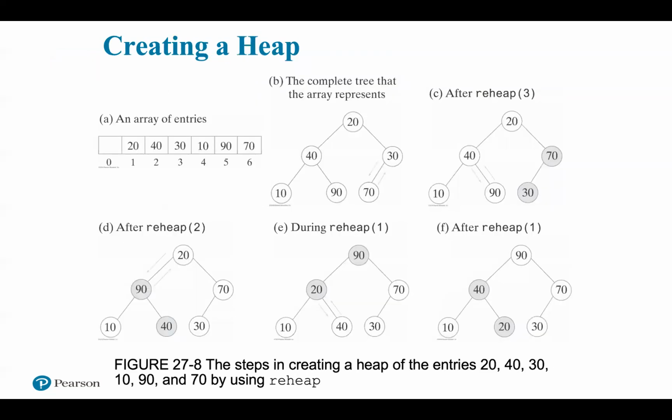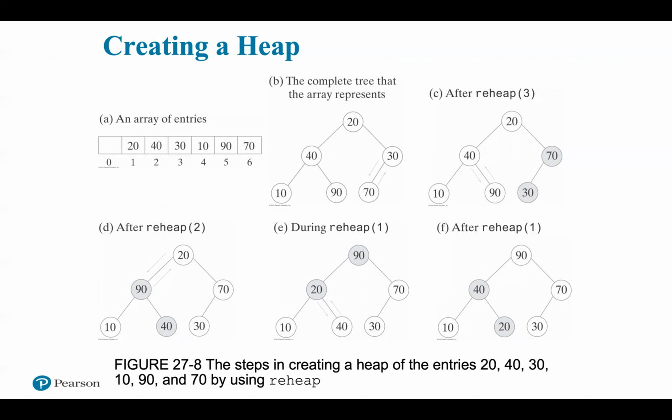For using reheap, a more efficient way to create a heap, we begin by placing the entries for the heap into an array beginning at index 1. Figure 27.8a provides an example of such an array. This array can represent the complete tree shown in figure 27.8b.